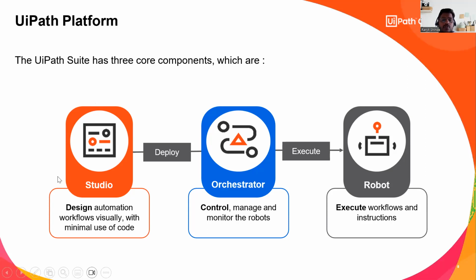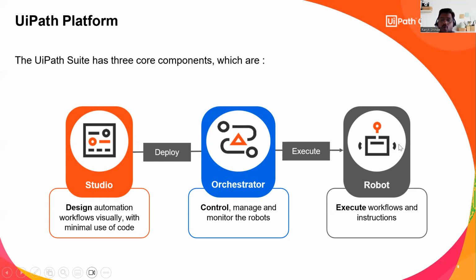Okay, so in the studio we are developing our process, we are building our process with the help of activities. And orchestrator is a web based application, and in that web based application we can control our process, we can manage our process, and we can schedule our process.